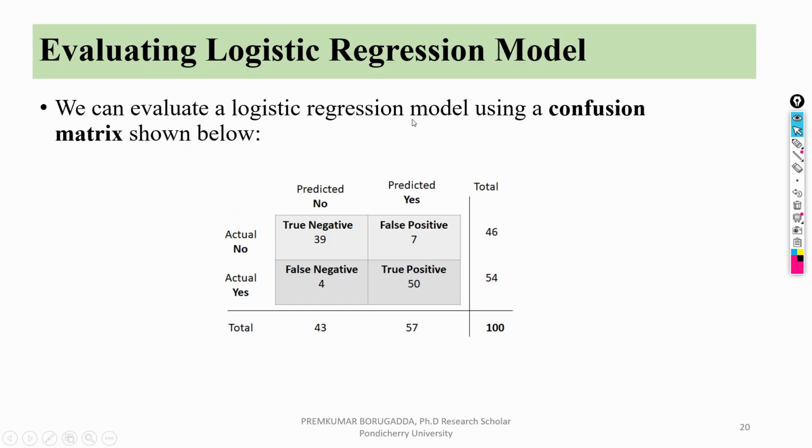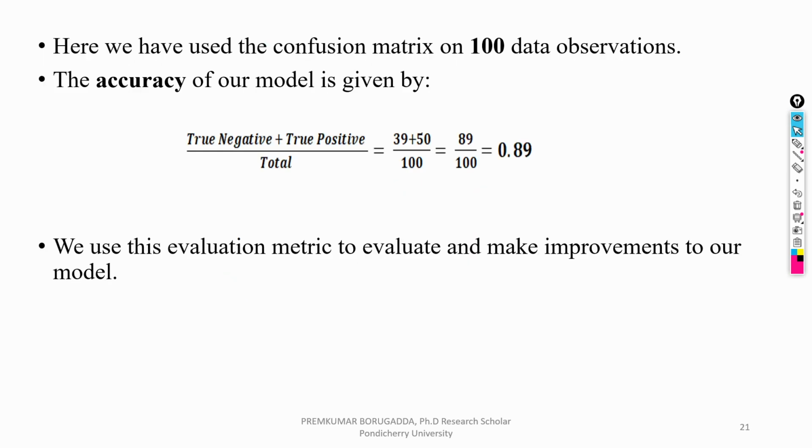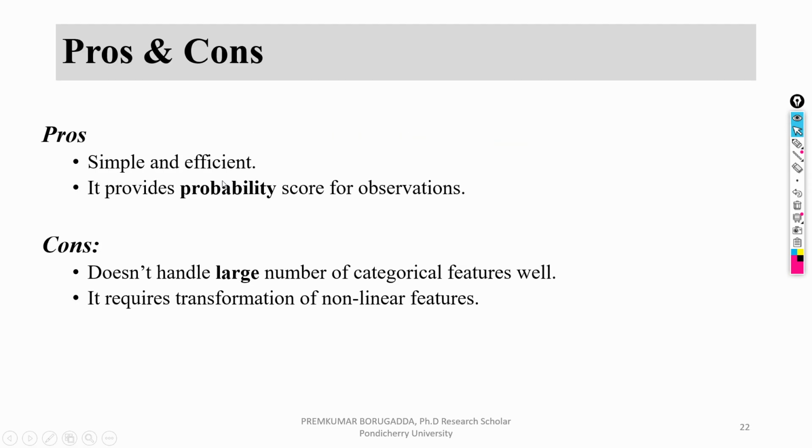Next, evaluating the logistic regression model. How do we evaluate it? By using the cost function and the confusion matrix, which I explained in my previous lectures if you want to go and watch it. We calculate the accuracy of the model with the formula TP plus TN divided by the total number of predictions. The pros: it is simple and efficient, and it provides a probability score for each observation. The cons: it does not handle a large number of categorical features well, and it requires transformation of nonlinear features.